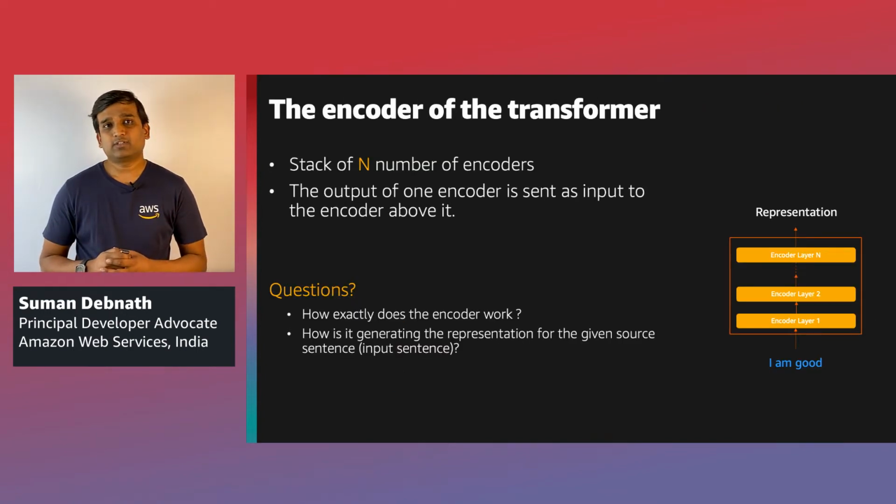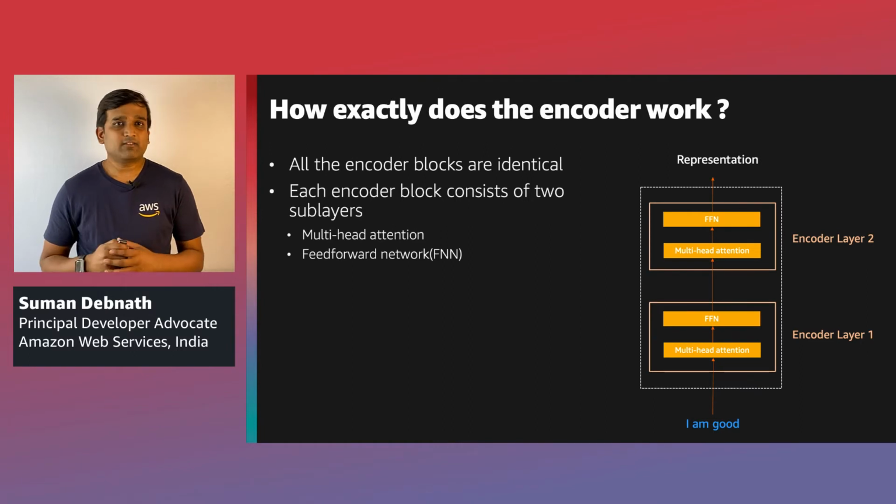The transformer consists of a stack of n number of encoders. Each encoder sends its output to the encoder above it. And the final encoder returns a better representation of the given input sentence. In the transformer paper, the authors have used n equal to 6, meaning they have stacked 6 encoder blocks one after another. But how exactly does this encoder block work? How does it generate a better representation of the input sentence? For the sake of simplicity, let's consider n equal to 2. That is, we have 2 encoder blocks.